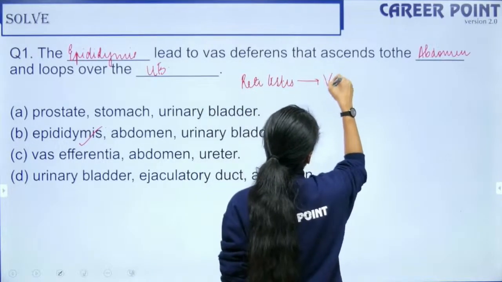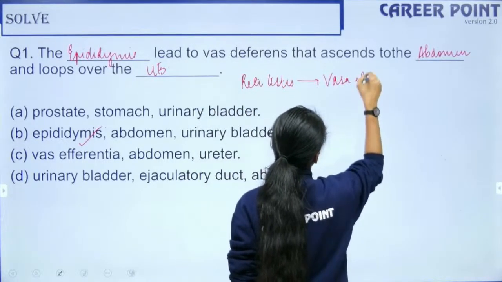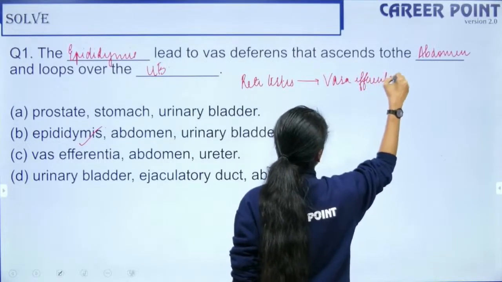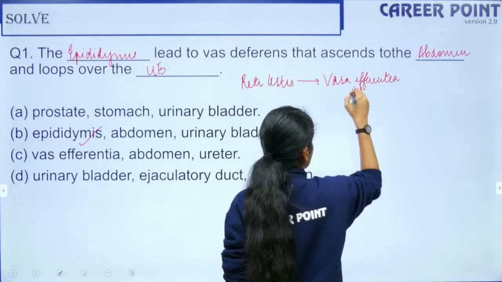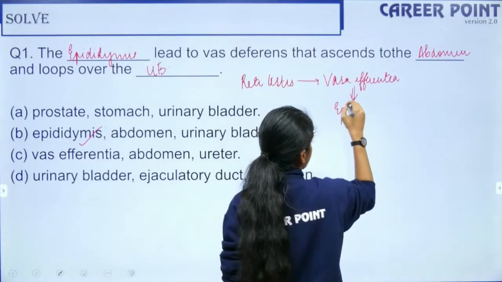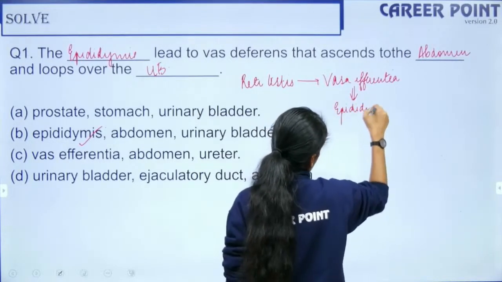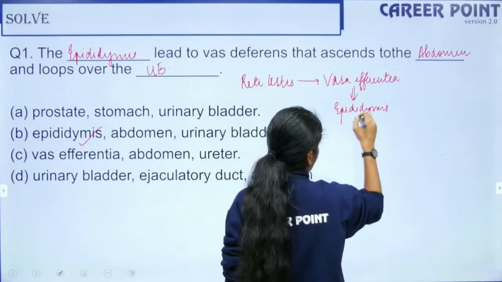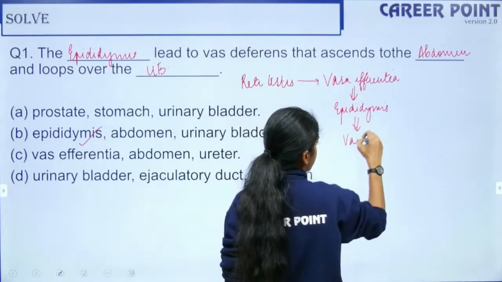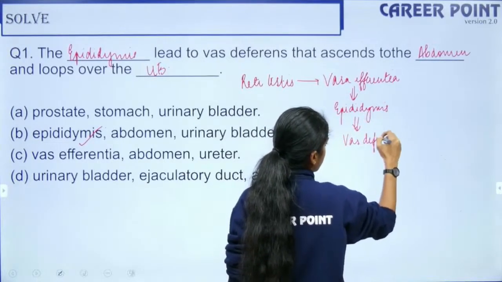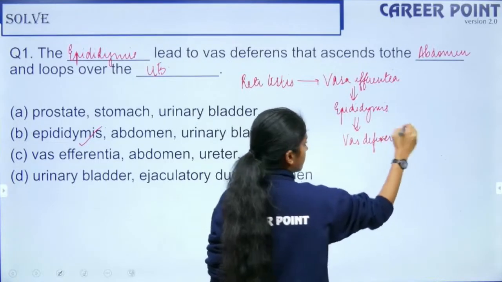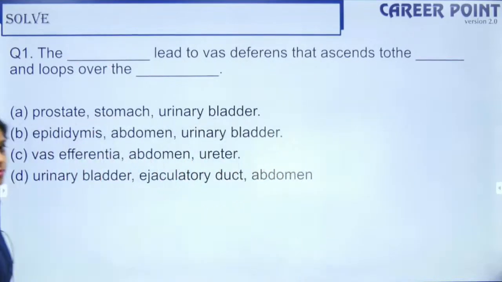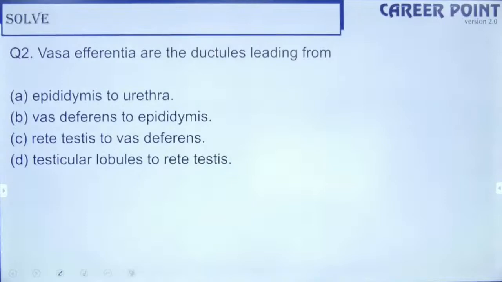So the pathway is rete testis, then you have your vasa efferentia, after which you have your epididymis, and then you have your vas deferens. Right? Okay.